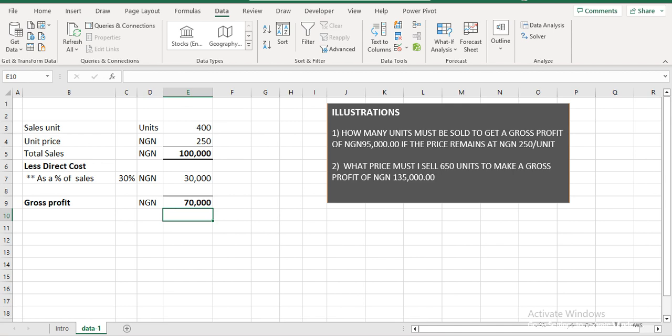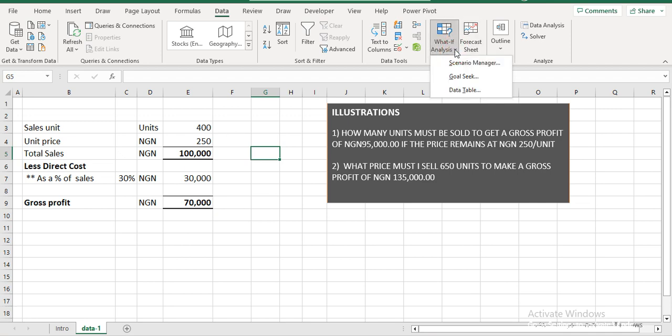But let's look at our illustrations here. How many units must be sold to get a gross profit of 95,000 if the price remains at 250 naira per unit? We mean the price will remain. This is going to change to 95,000. So this value will change to 95,000. All I will need to change now is the amount of units to be sold to achieve this level of profit. Now mathematicians can actually use the change of subject formula to arrive at that, but Excel has actually made this much easier for us.